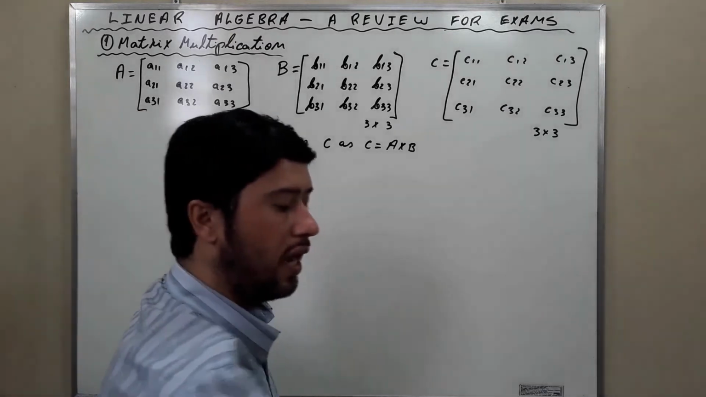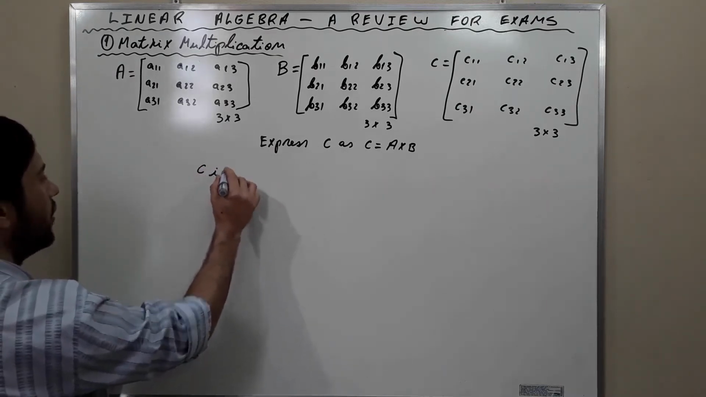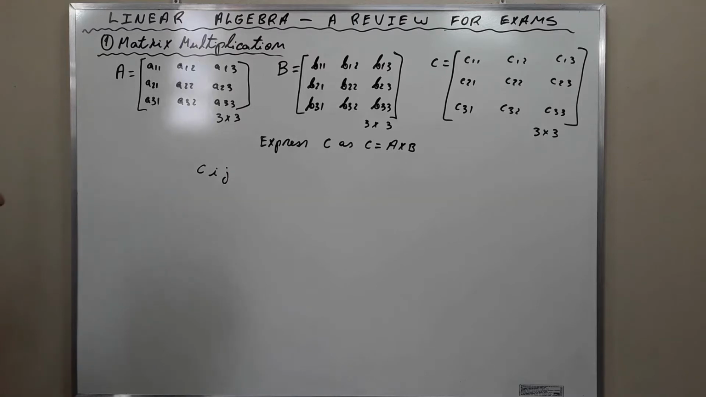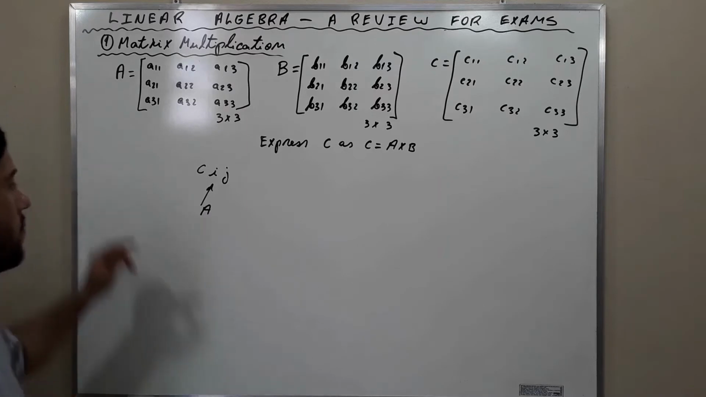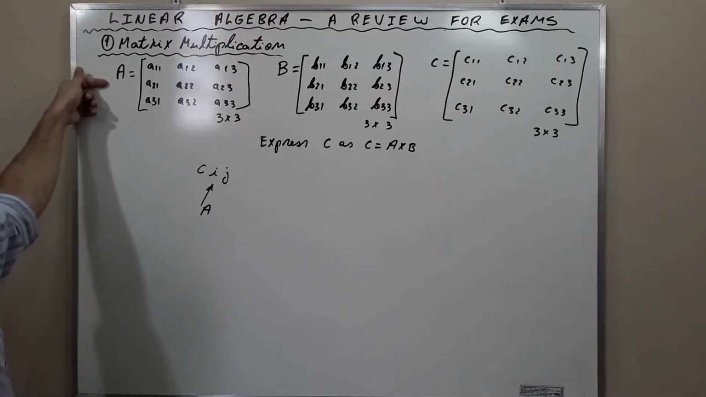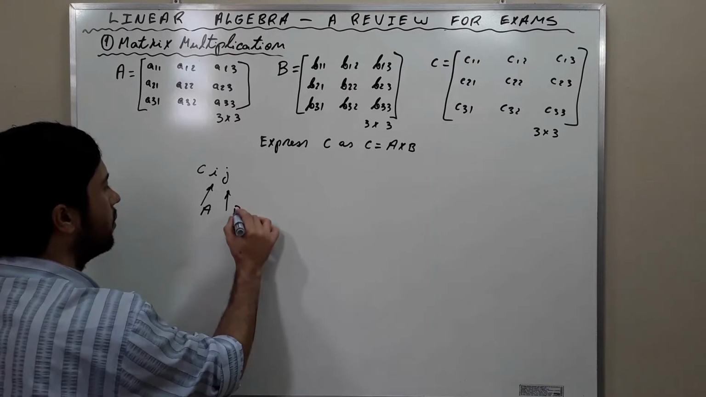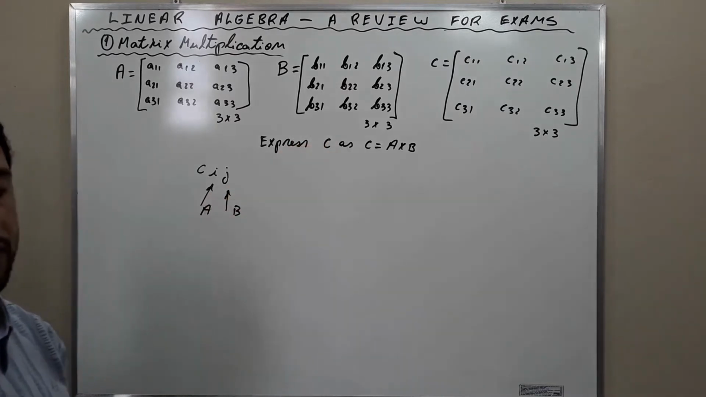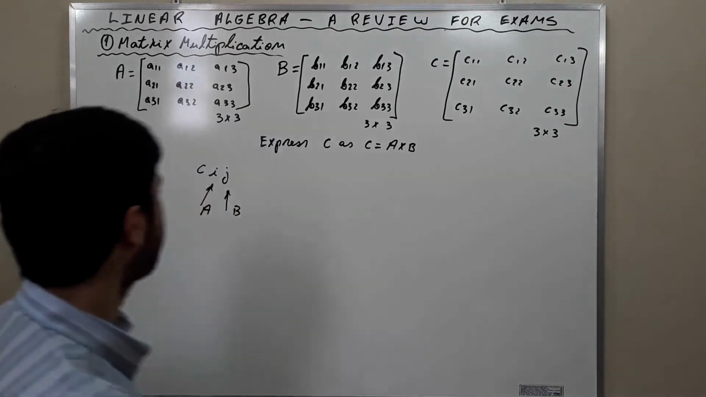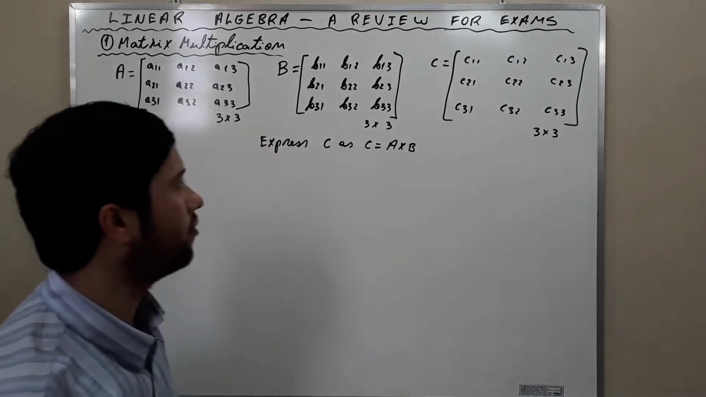Okay? Let's take a look at the general term Cij. I represents the ith row of the first matrix, and J represents the jth column of the second matrix. Okay? Knowing this, we can multiply matrices.